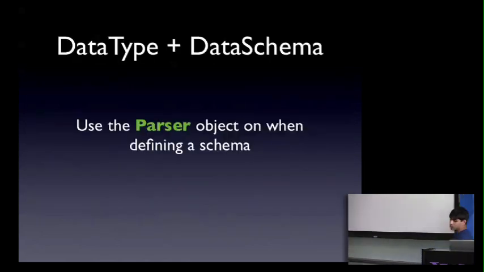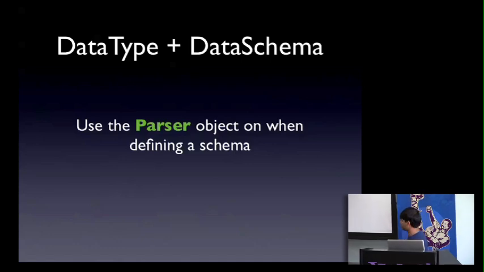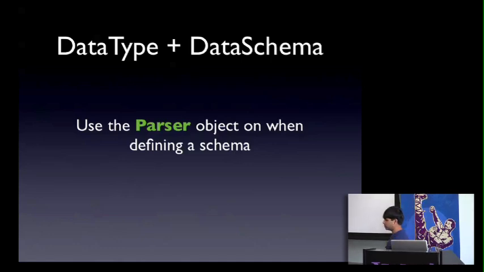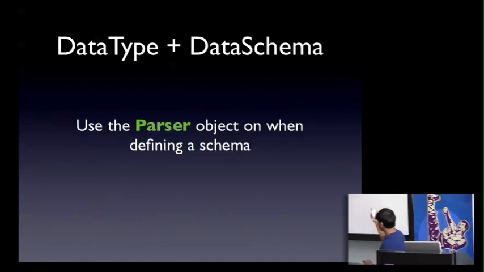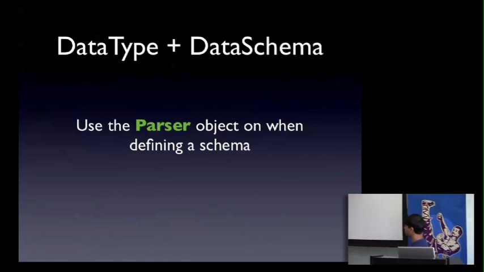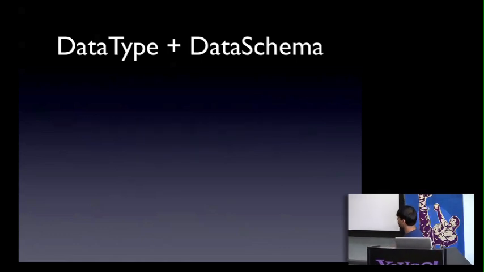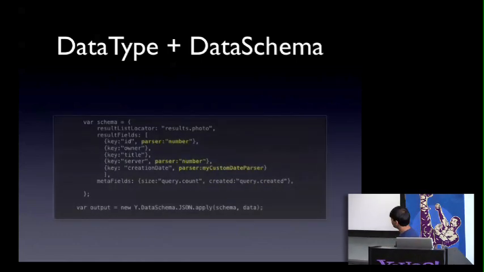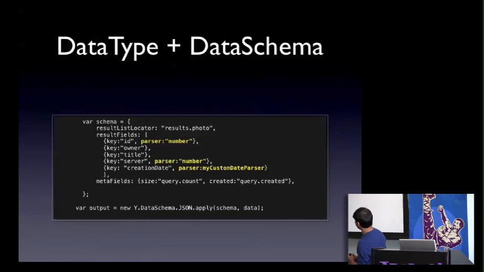So how do we use this in conjunction with all the stuff that we've been talking about? Data source, data schema. It's straightforward in the sense that we're just using the parser object. For those of you who worked with YUI2 data source, this is pretty much the same. So here's our schema that we had defined earlier.